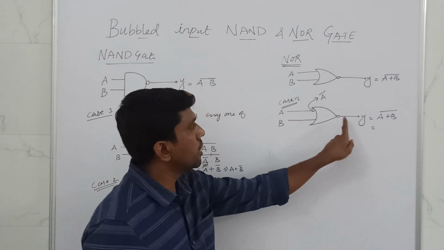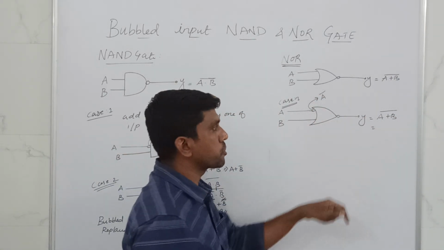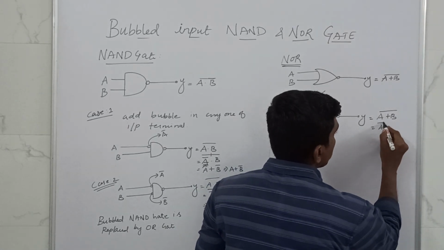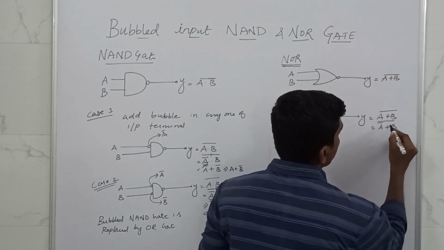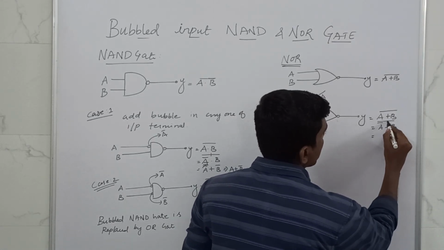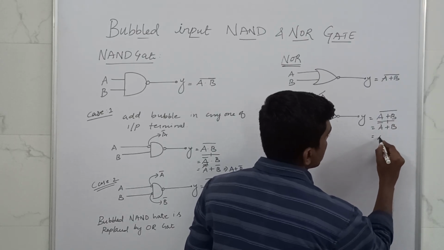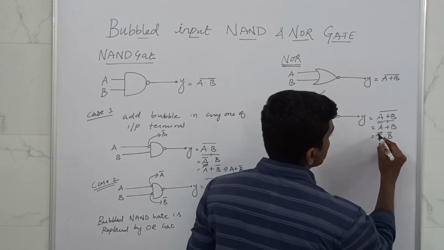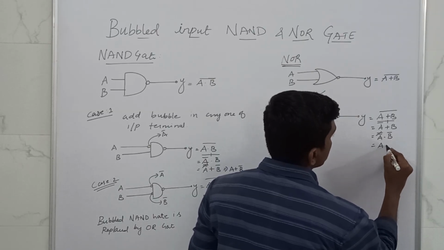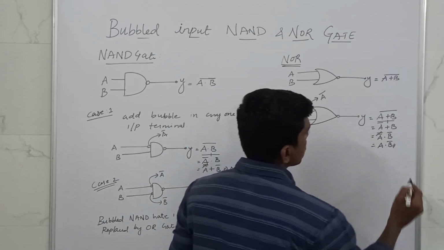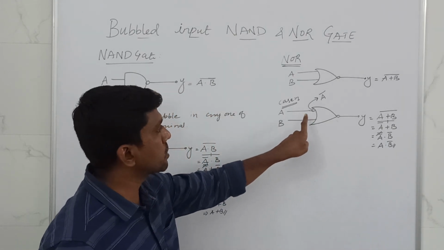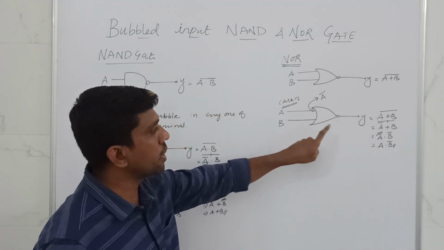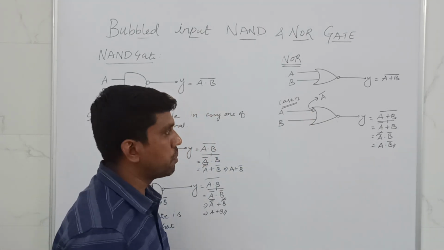The actual expression is A plus B the whole bar. Instead of A, the input is A bar. Just substitute the value: A bar plus B the whole bar. Apply De Morgan's theorem, break the bar, change the sign: A double bar dot B bar. This bar cancels. You will get the result A dot B bar. So the response of the single bubbled input NOR gate is A dot B bar.